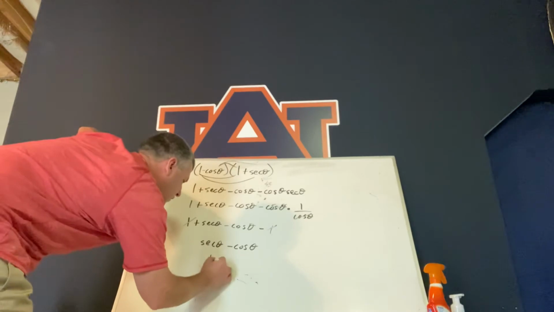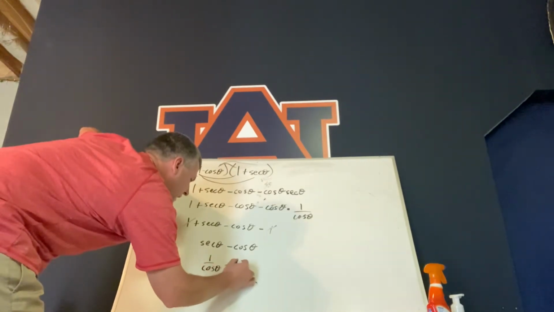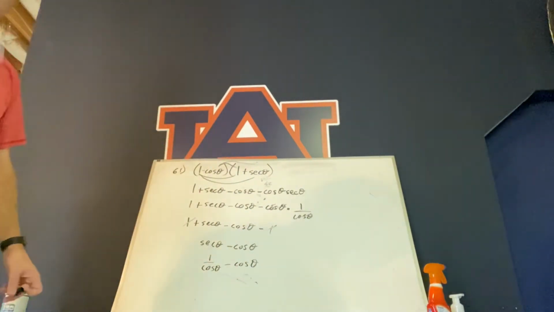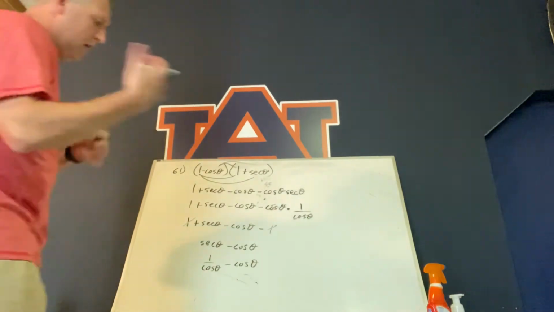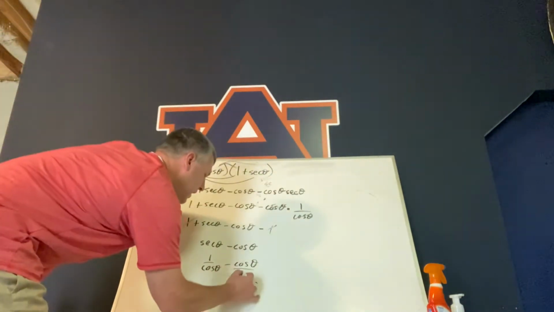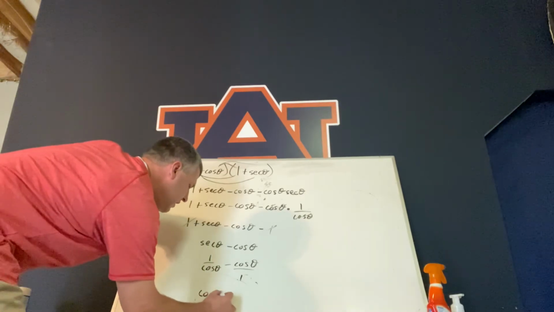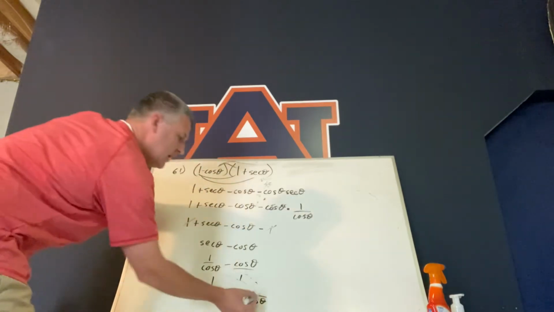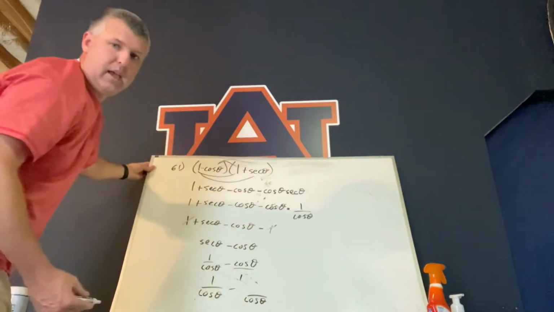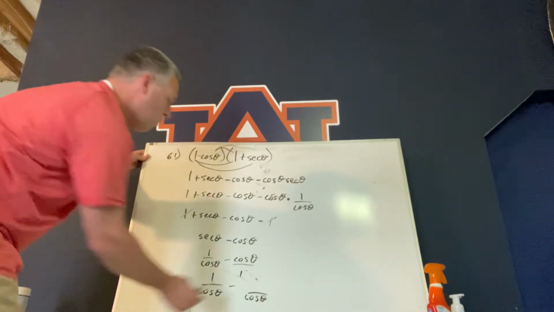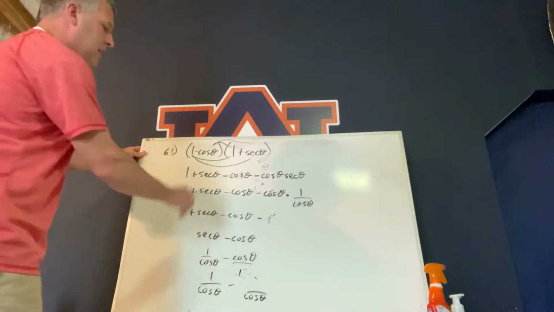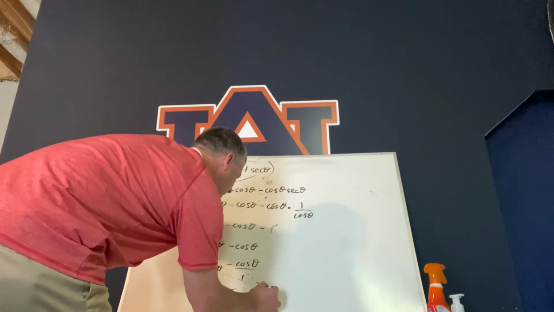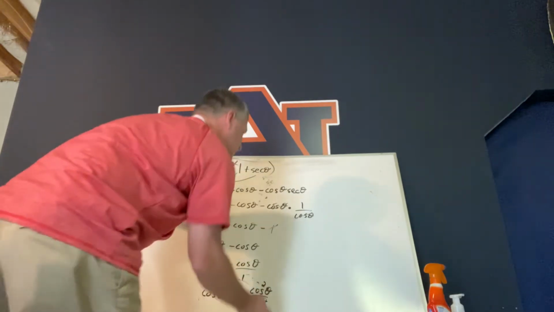So that's 1 over cosine theta minus cosine theta. Now we are simply subtracting a fraction and a number, so to speak. So we're going to have to find a common denominator. The common denominator is cosine theta. So this one doesn't change. This one goes into cosine theta. I'm sorry if you can't see that. I'll move this up to the top. 1 goes into cosine theta, times cosine theta is cosine squared theta. Okay? So that's what I have here.